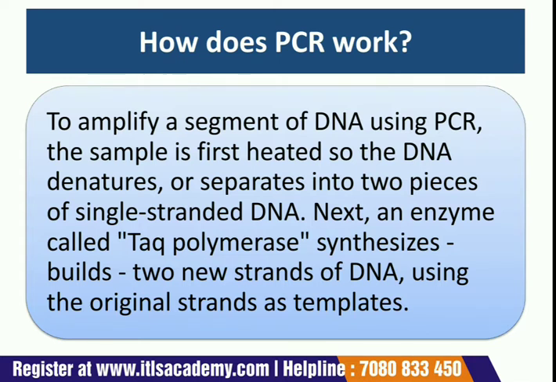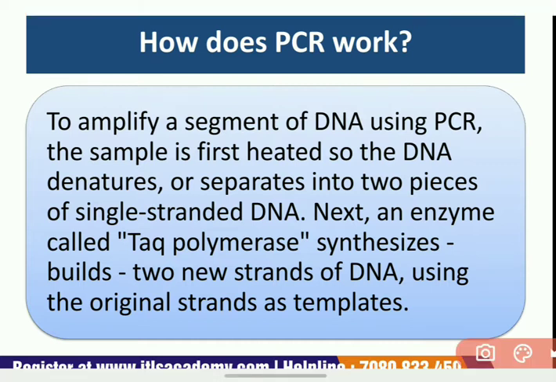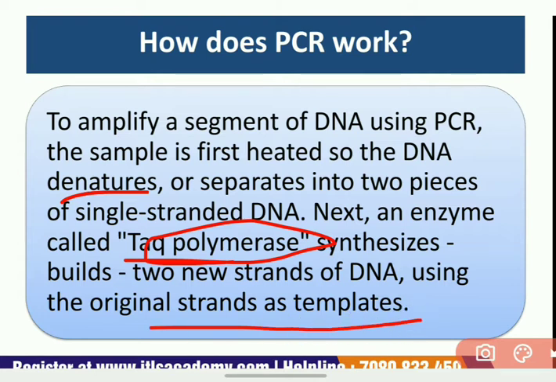Let's see how PCR works. To amplify a segment of DNA using PCR, the sample is first heated so that the DNA denatures, or separates, into pieces of single-stranded DNA. Next, an enzyme called Taq polymerase, the most important enzyme and the most important step of PCR, synthesizes, builds, two new strands of DNA using the original strand as template.